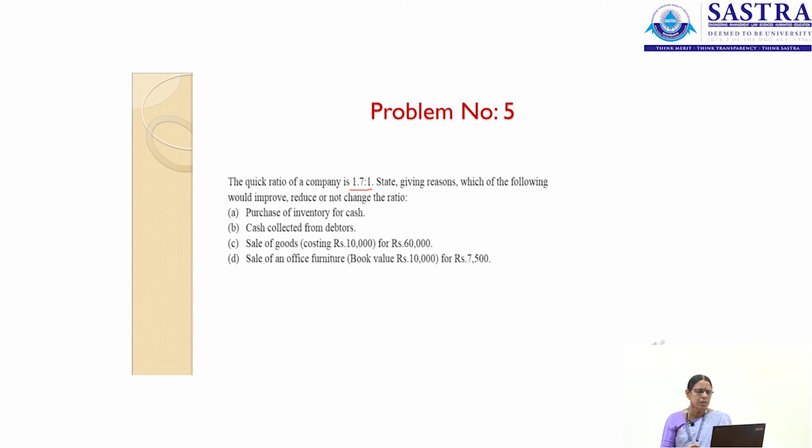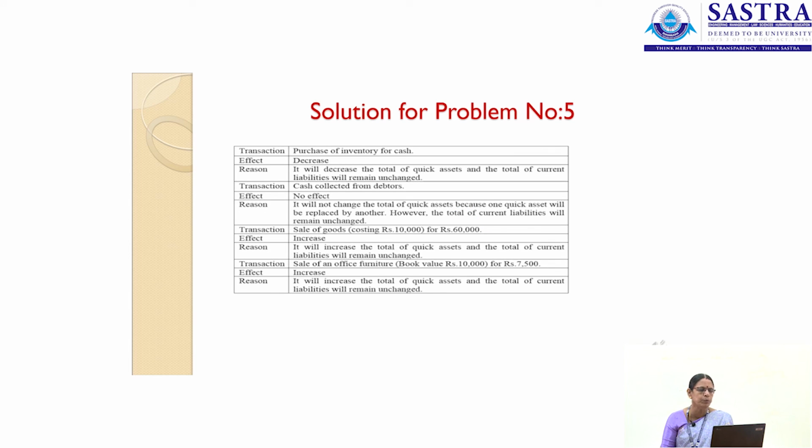So the formula will be either quick assets divided by quick liabilities or your current liabilities. Quick liabilities can be taken if you don't have any bank overdraft. We will take current liabilities as synonymous with your quick liabilities. Purchase of inventory for cash. Then cash collected from debtors. Sale of goods costing rupees 10,000 for 60,000. Sale of office furniture, book value is 10,000, sold for 7,500 at a loss of 2,500. We shall see what will be the impact over the quick ratio.